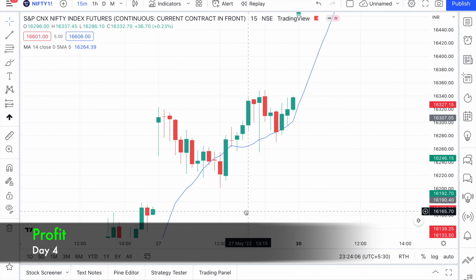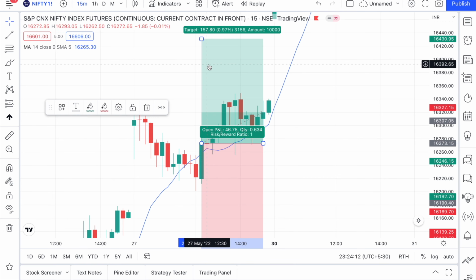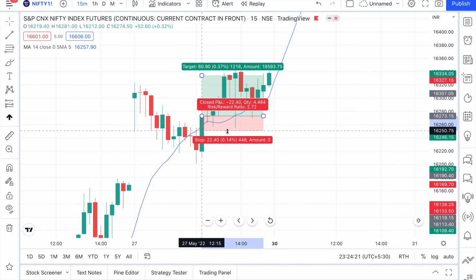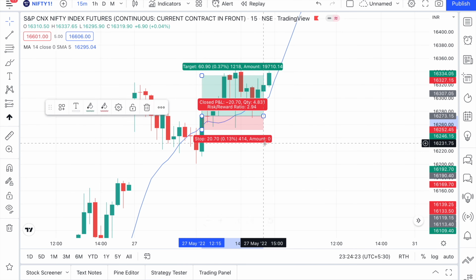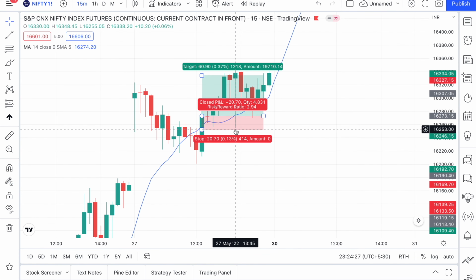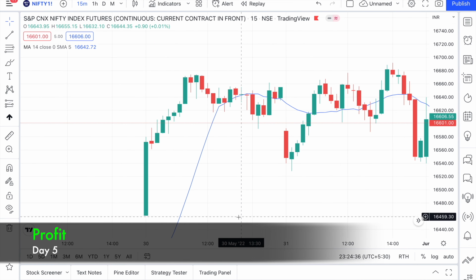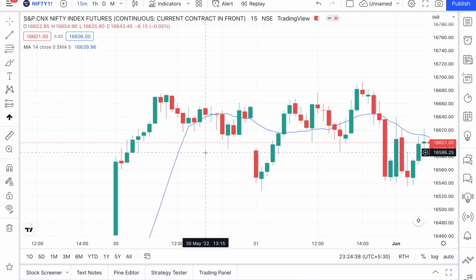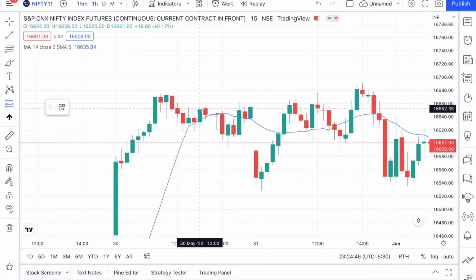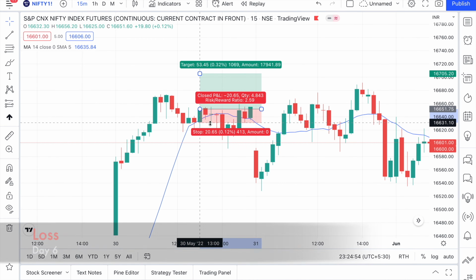Now, day 5. Here a candle has a nice strong close above the line. We take the trade and here you can see the wick did come very close to a stop loss, but it did not touch. So we are safe and we book a profit. Heading to day 6. Here it closes above the line. We take a trade and we book a loss.